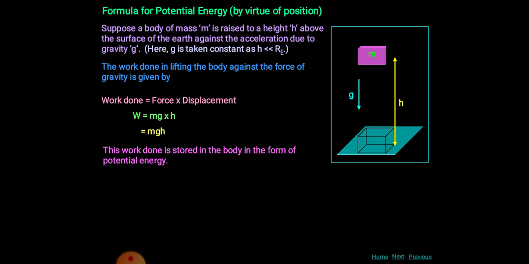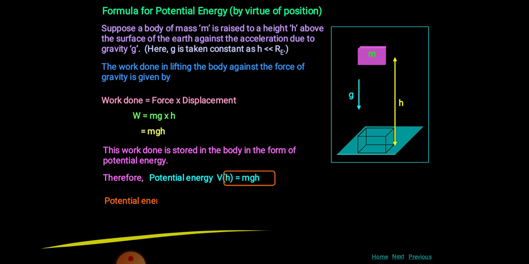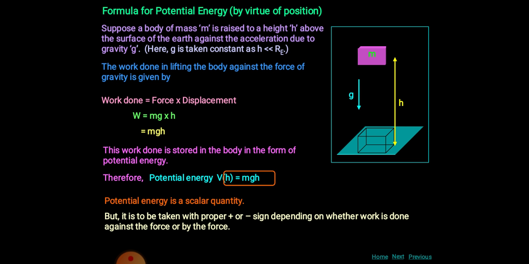As you know already, the work done is stored in the body in the form of potential energy. So the potential energy is nothing but stored work. So here we have the formula of potential energy, that is mgh. If we see the potential energy, it is a scalar quantity. So this is about potential energy. If you see the signs, it should be taken with proper positive or negative sign, depending on whether the work is done against the force or by the force. So the formula of potential energy is mgh. Thank you.